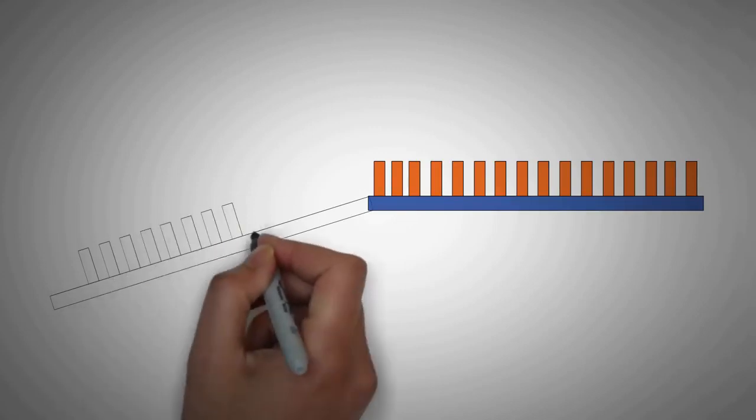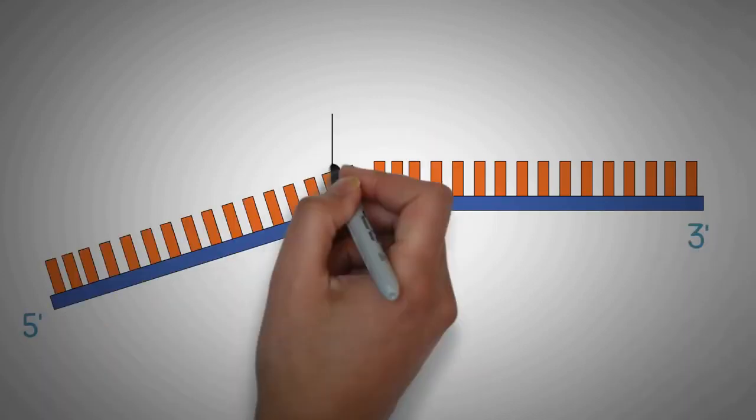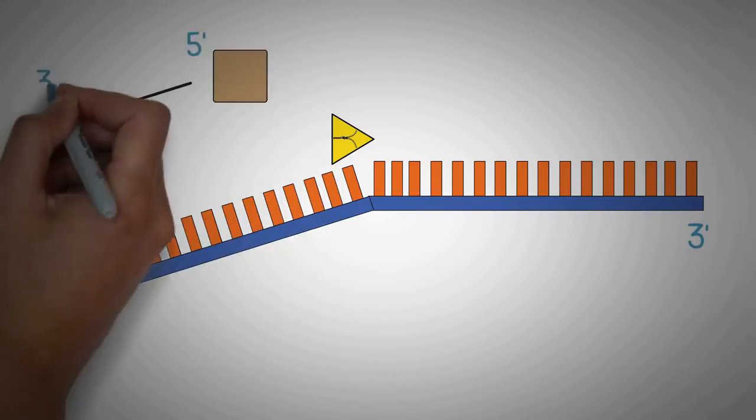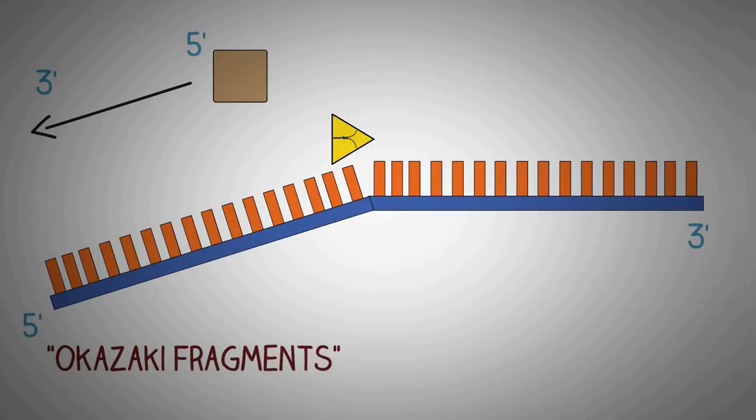Now we will take a look at the lagging strand which runs from the 5' to the 3' direction. We can see that the main problem on this strand is that the DNA helix is being opened up in the opposite direction of the direction in which the DNA polymerase synthesizes the new DNA, which is from the 5' to the 3' direction. Now this problem is solved by formation of new DNA in short segments known as the Okazaki fragments.